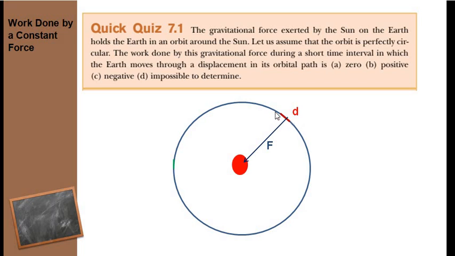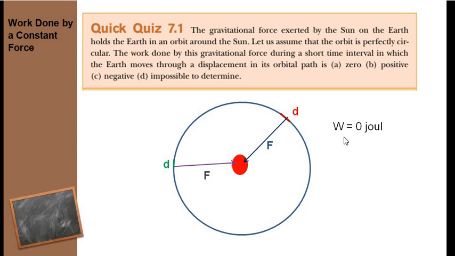And this is not special to this position on the circular path. It's a general result. If we look at another displacement like here, we can also see that the angle between the force and displacement is equal to 90 degrees and cosine theta equals zero. And in this case, the work done equals 0 joule.